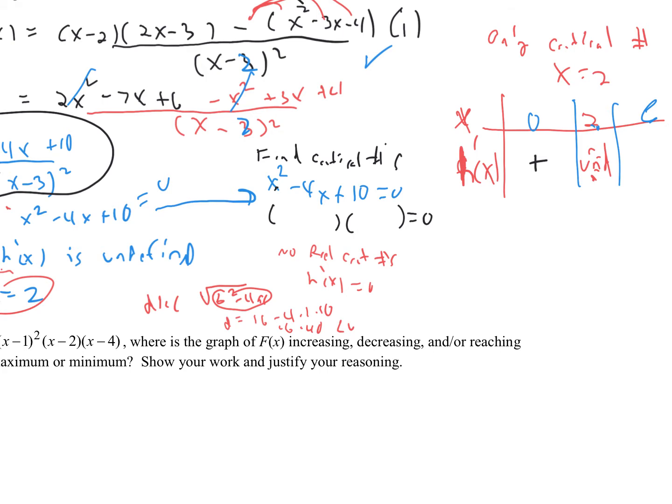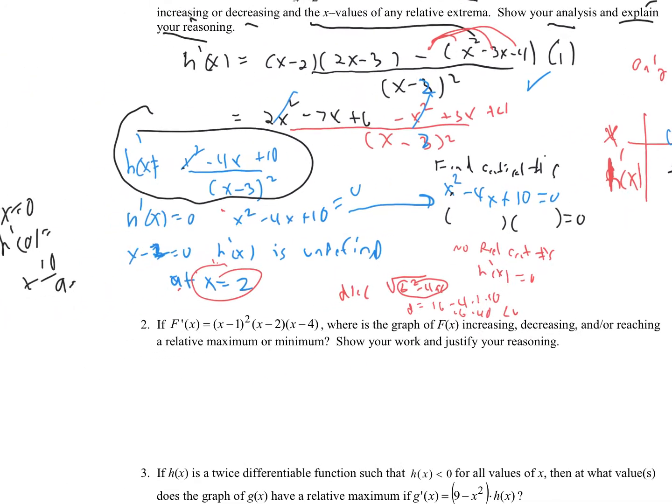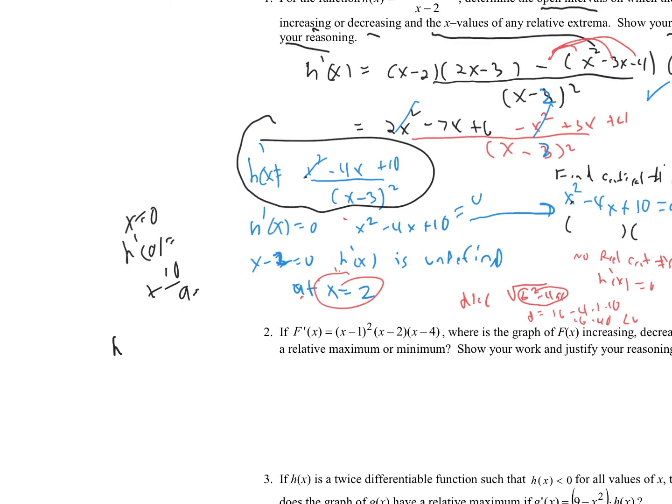Now I'm going to try that 5. What did I put? I put a 5 or a 6. I don't know now what I wrote. I thought I said 5, so I'm going to go back to the 5 now. So I'm going to check h prime of 5.